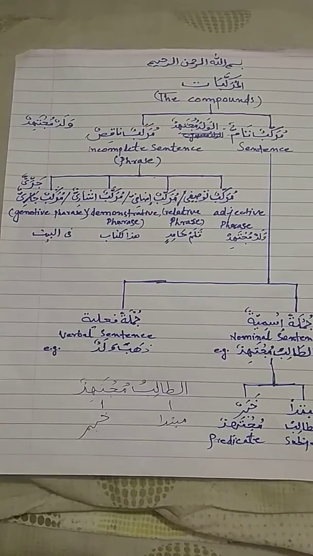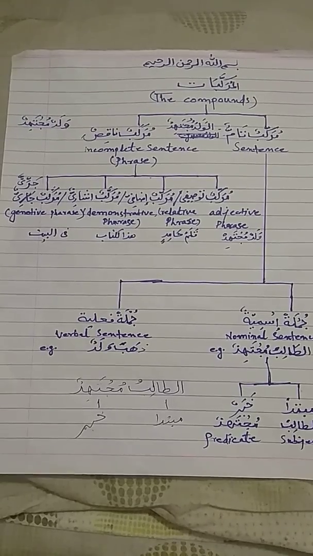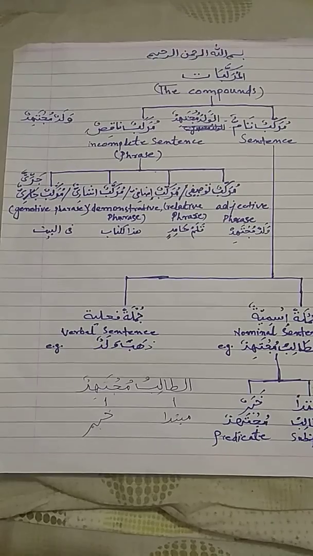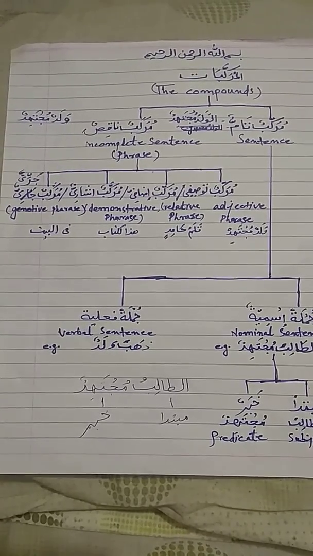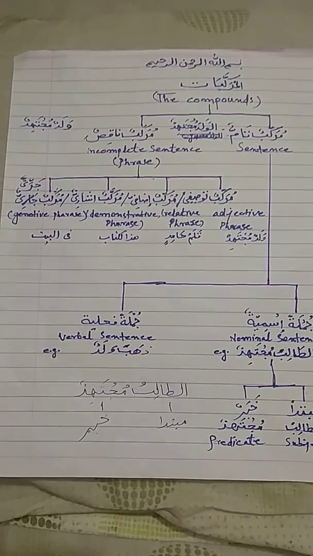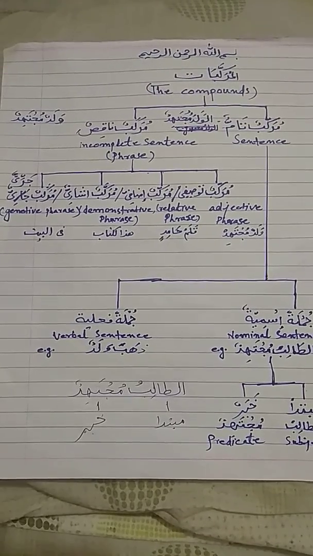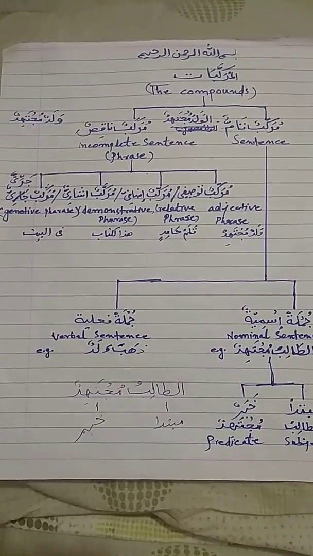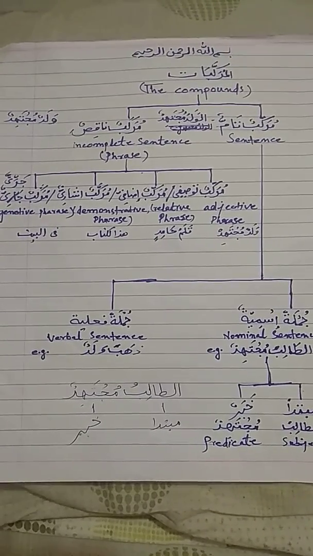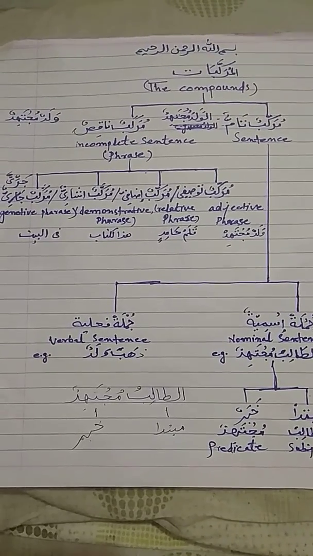المركبات, the compounds, the group of words. Students, when we join words, two words or three words together, it can be a complete sentence, which is called murakkabun tammun in Arabic, or it will be an incomplete sentence, which is called murakkabun naqisun in Arabic.